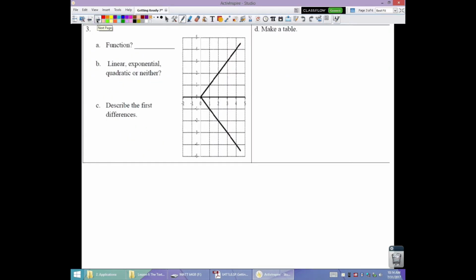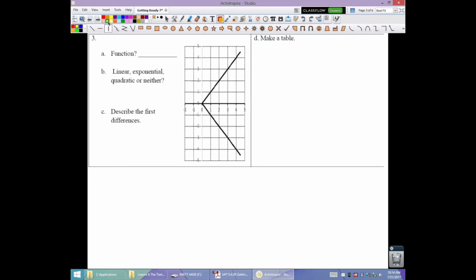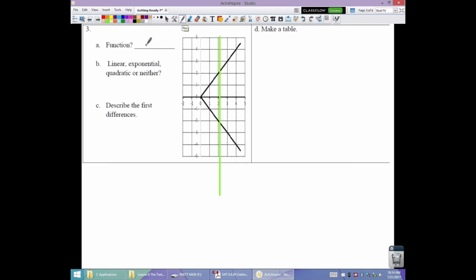Number 3, this one does not pass the vertical line test. Almost every x value has more than one y value, so this one is not a function, so we do not bother answering parts B, C, or D.